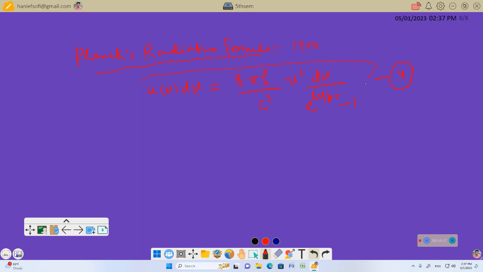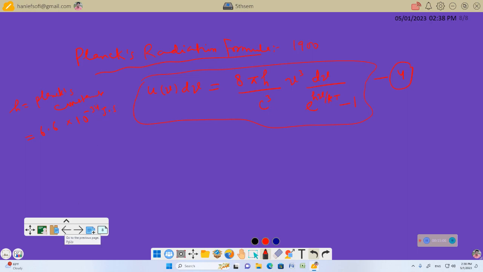This is Planck's radiation formula. u nu d nu is 8 pi h over c cube, nu cube d nu over e raised to the power h nu by kT minus 1. k, you know, is the Boltzmann constant, nu is frequency, c is the speed of light in vacuum, h is Planck's constant. You know its value is 6.626 into 10 raised to the power minus 34 joule second.